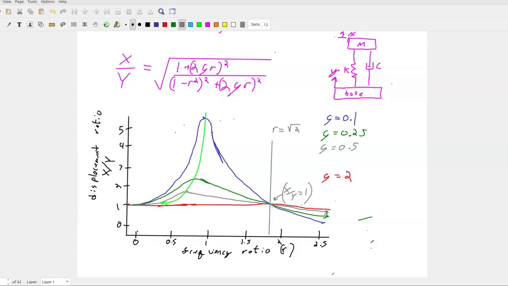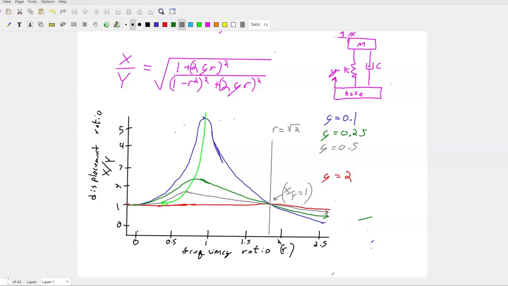So what does this mean? From a design standpoint, if you have an underdamped system, which most of the time you will have, and you want to limit displacement transmissibility, you want to operate at a base excitation frequency that is greater than R equals the square root of 2, right? If you have a, well, that's pretty much it.